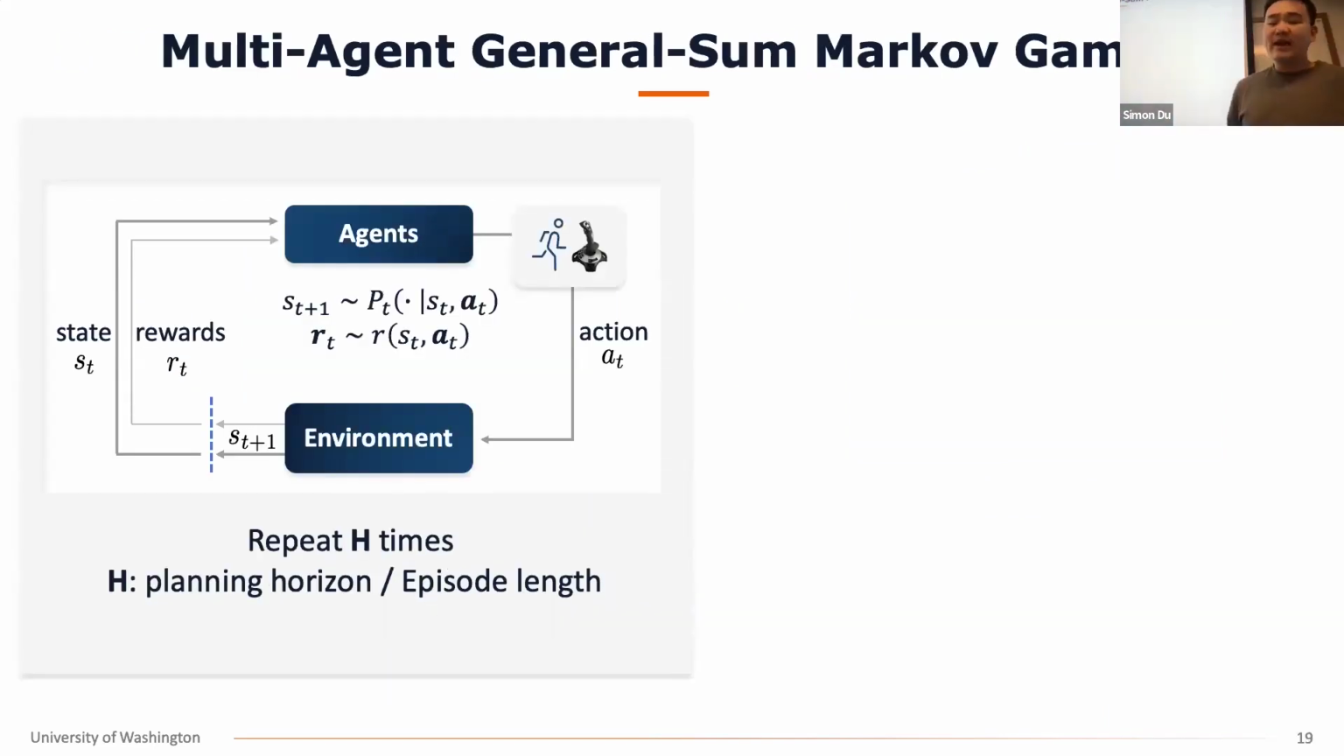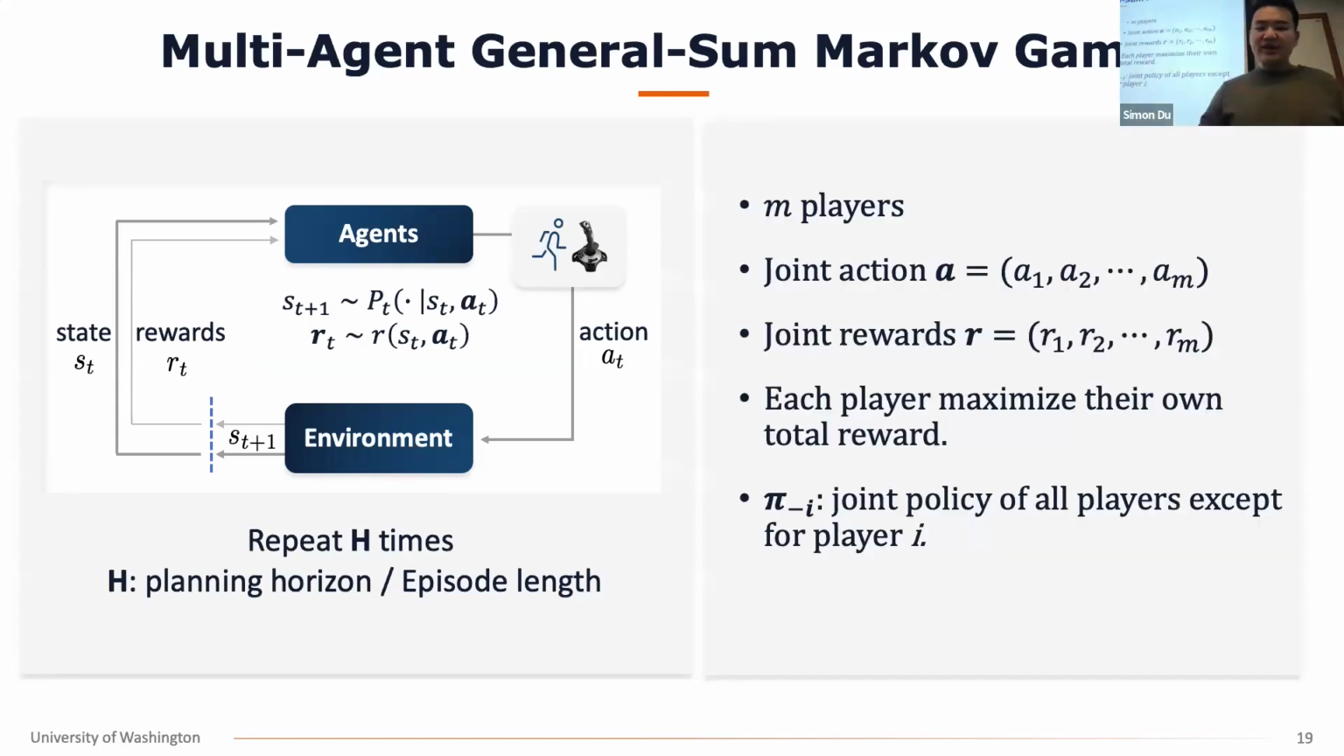It's the simplest game, and we also want to study a more general game. In the most general form, it's called a multi-agent general sum game. Each player has their own reward, and now you have, say, M agents, and you have a joint action space. Each player maximizes their own total reward.